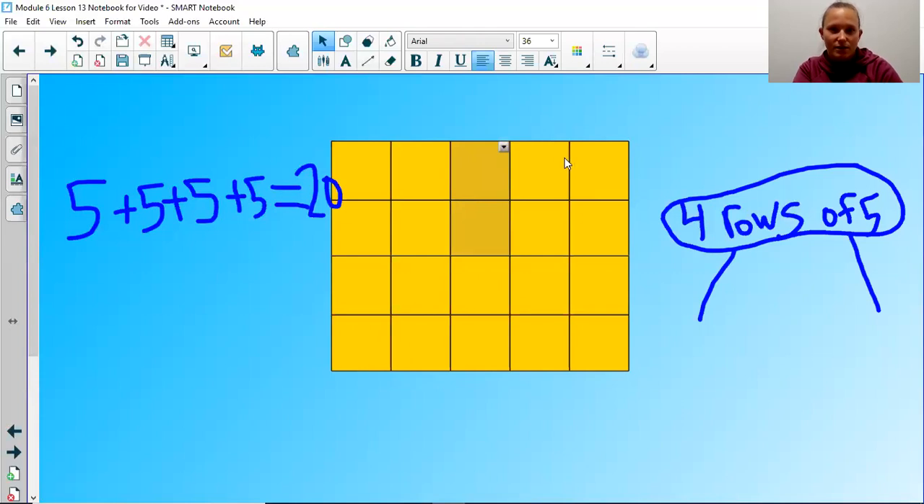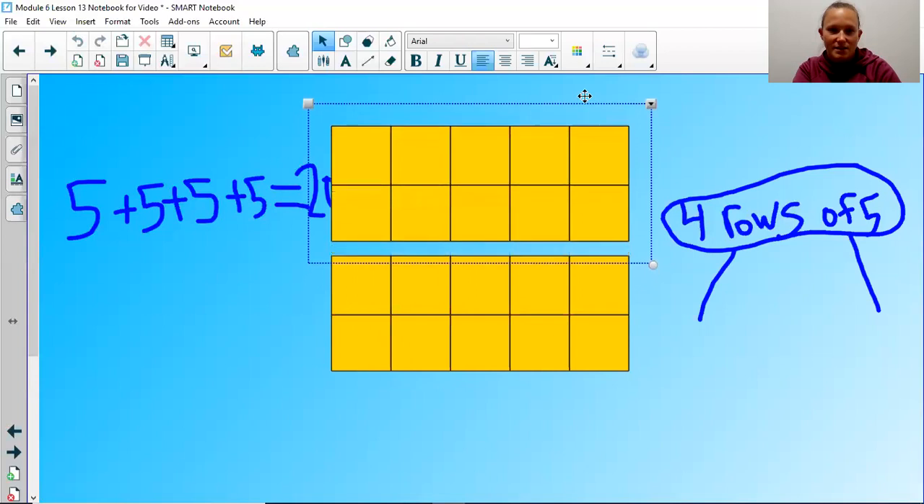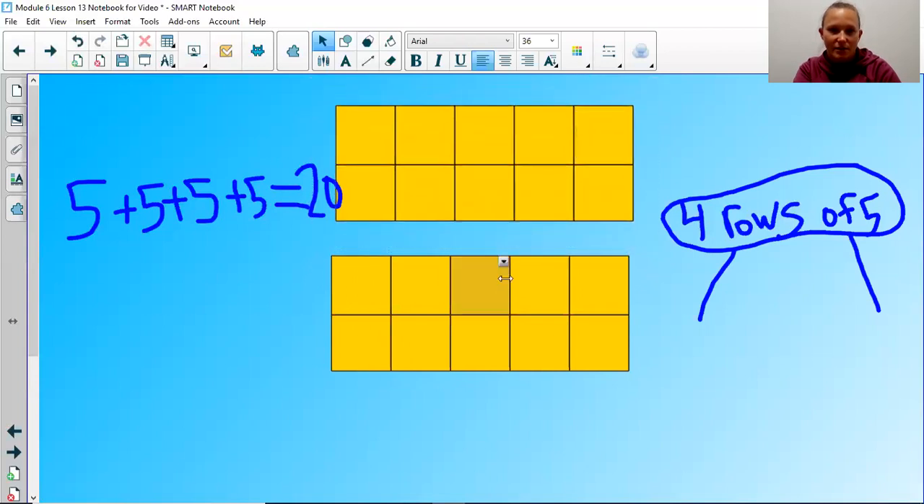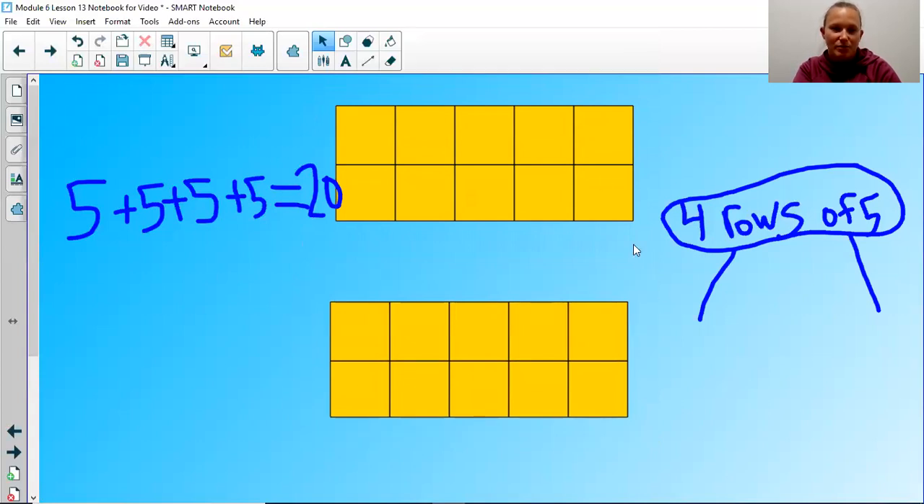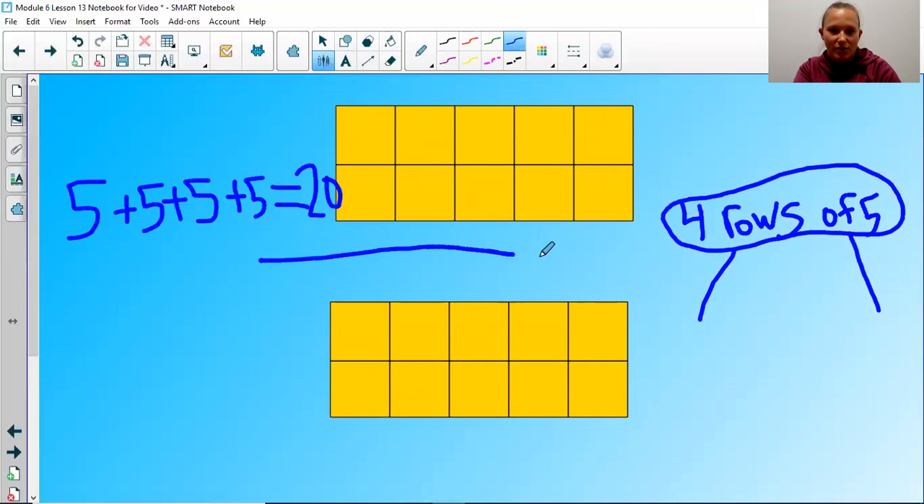So if I move this set of 10 here, and I move this set of 10 here, I've separated my tiles into groups of 10. I'll draw a line there. So I have 10 here and 10 here. You can see that I have 2 rows of 5 and 2 rows of 5. So I'm going to write those as my parts.